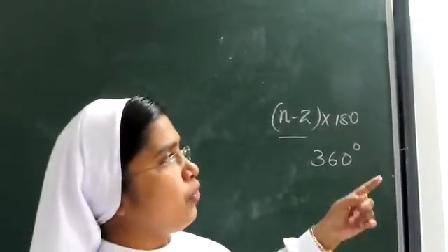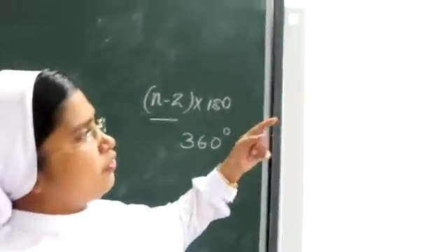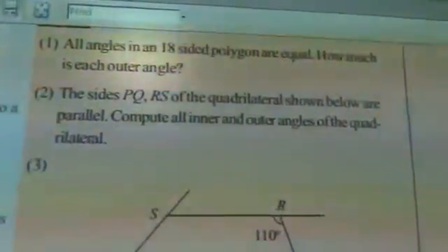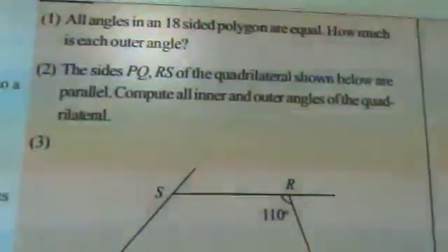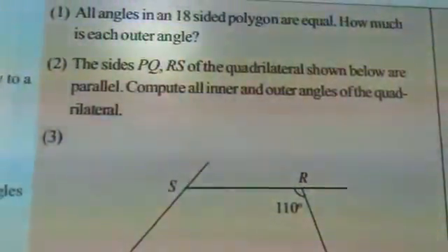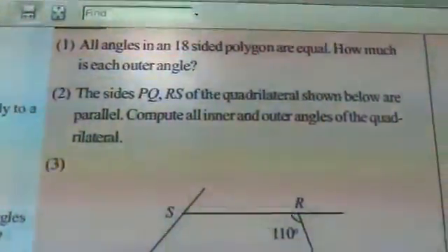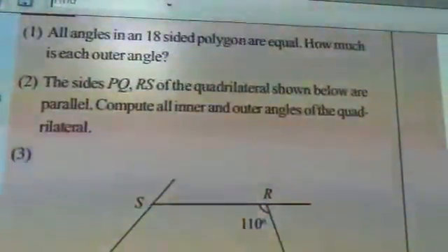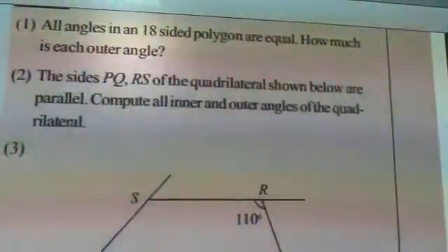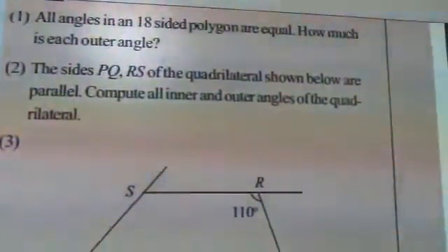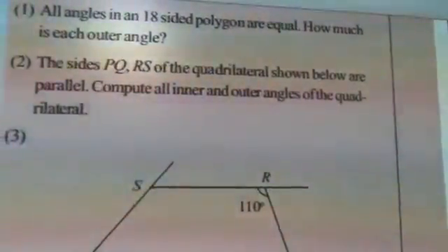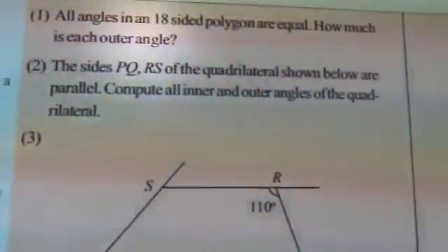Page number 54, you can see in the textbook. The first question: all angles in an 18-sided polygon are equal. How much is each outer angle? That is the question.